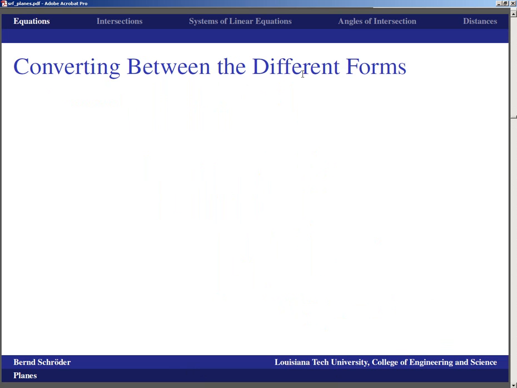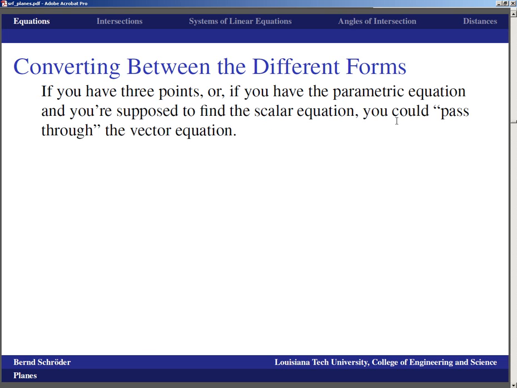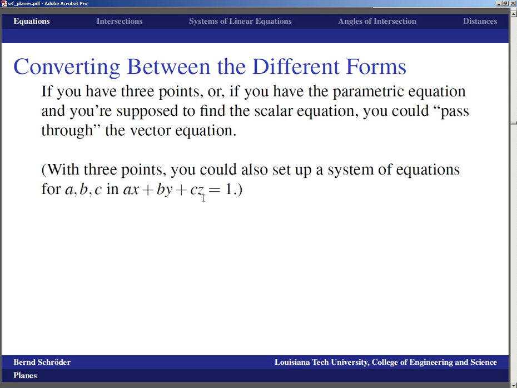So basically, if we want to convert between the different forms, if I have 3 points, or if I have the parametric equation, and we're supposed to find the scalar equation, I can just pass through the vector equation as an intermediate stage. Now, parenthetically, as a remark, if you are given 3 points, you could also set up a system of equations for a, b, c in the equation ax plus by plus cz equals 1.